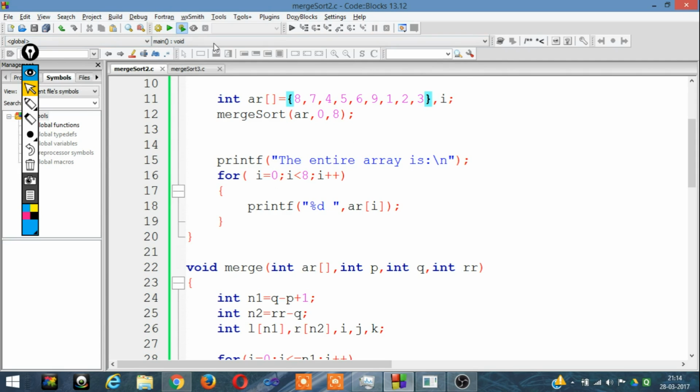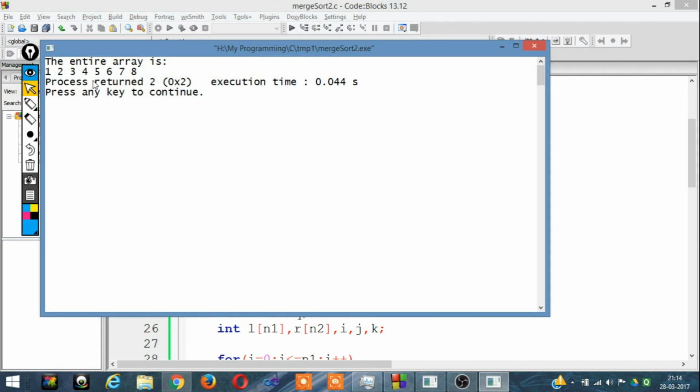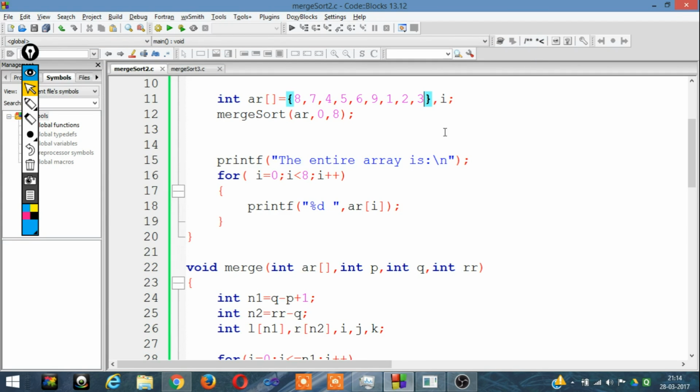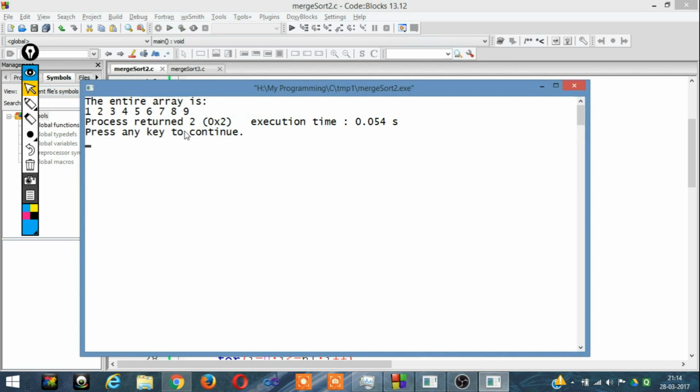Okay, 1 2 3 4 5 6 7. So this is working, and less than equal to 8 because I missed 9 here. So alright guys, as you can see, this function is working.